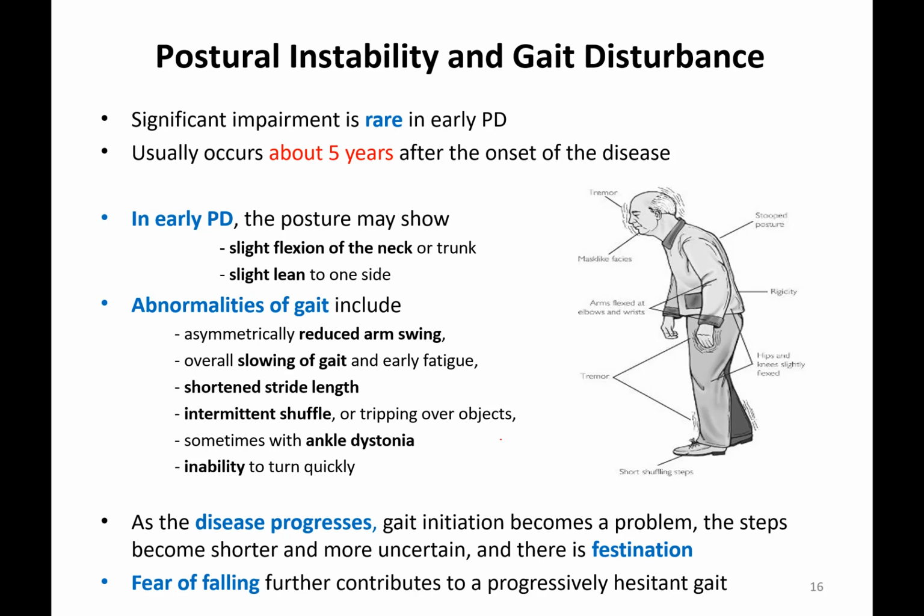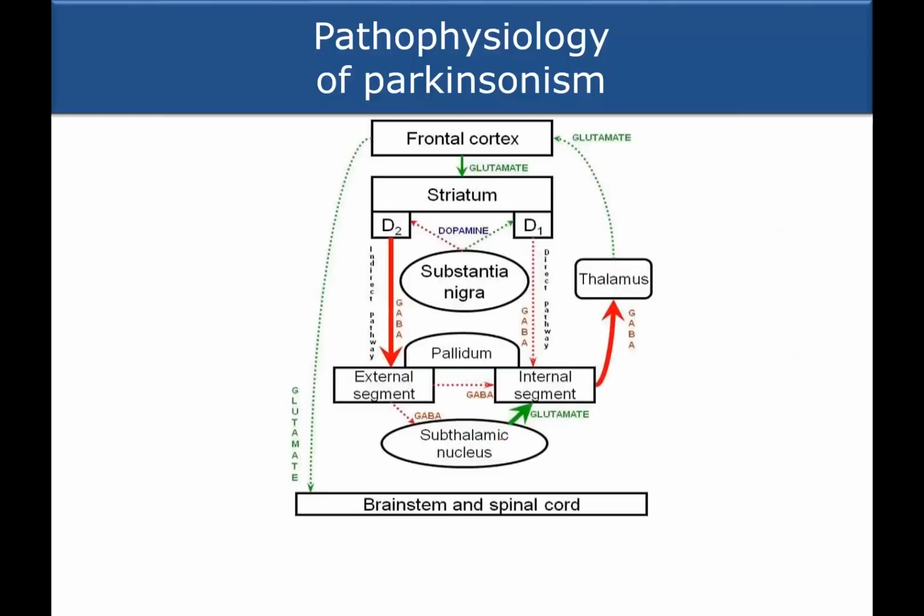There is festination. Festination is a loss of the patient's confidence in starting a movement. It is very slow, where he doesn't initiate, and is afraid that he may fall. Fear of falling further contributes progressively to the hesitant gait. So usually after 5 years of disease significant impairment appears, and it is rare in early PD, unless you have an eye of suspicion, you will not be able to diagnose. And if you start treatment early, you can stop the progress to a great extent and give them a better quality of life. These syndromes I have already told you.